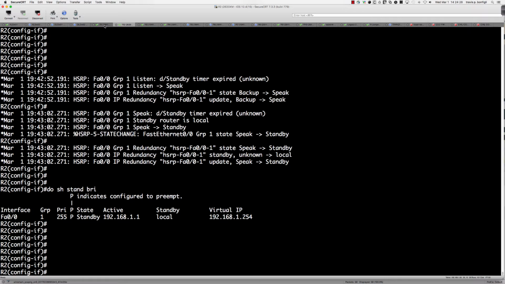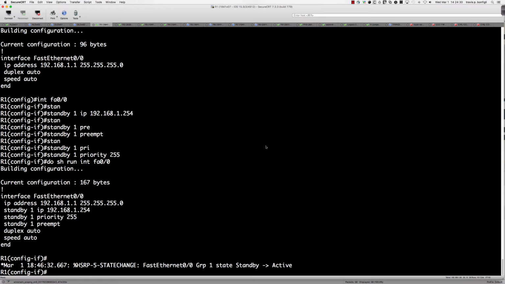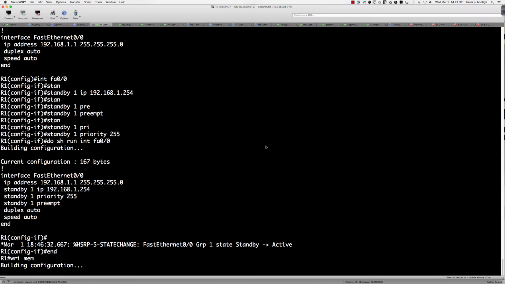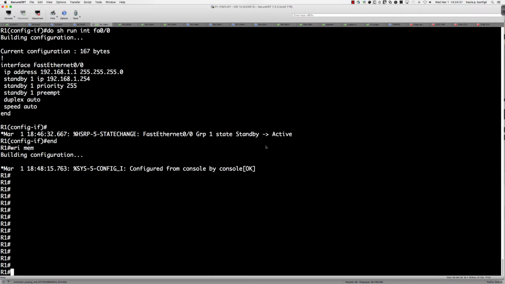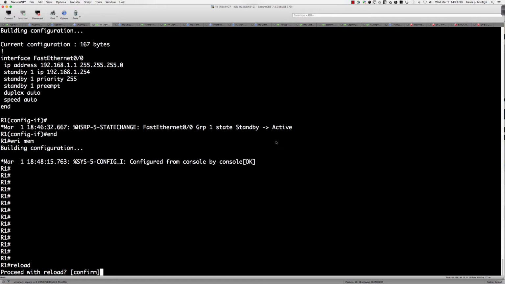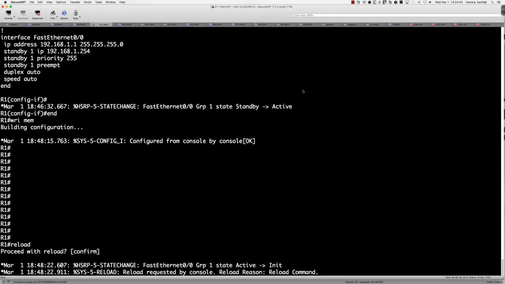So let's see what happens when I come over here to router 1. Let's save our config, and I'm going to reload the router. And don't worry, I'm going to pause here while we allow this to reboot. So let's see what happens when router 1 goes offline and then comes back online. Let me pause and we'll be right back.